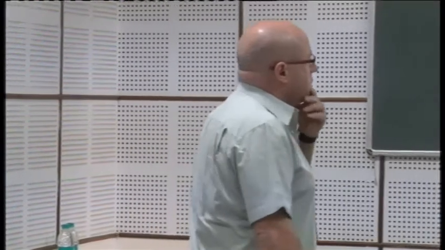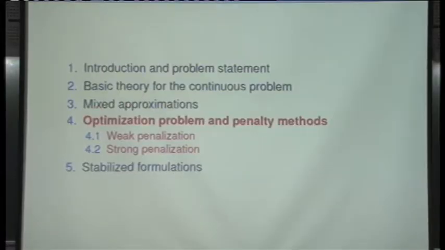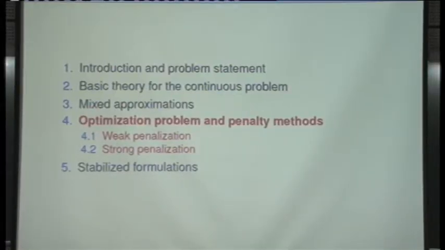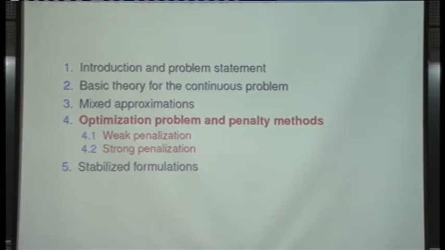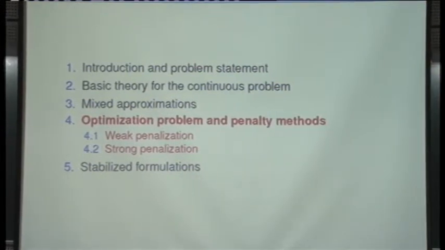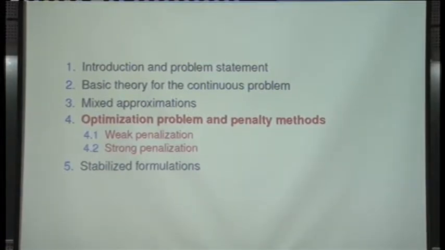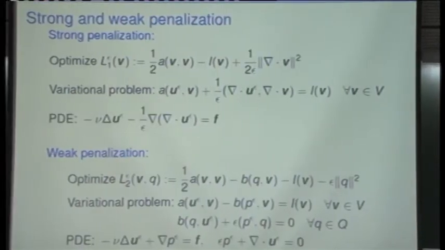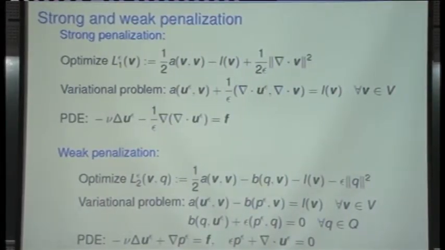Okay, so let's continue then with the approximation of the Stokes problem. We have already seen how to do mixed approximations. Mixed meaning that we use different spaces for velocity and pressure, satisfying the inf-sup condition. Let's try to exploit a little bit the optimization structure of the Stokes problem that we have seen in previous sessions.